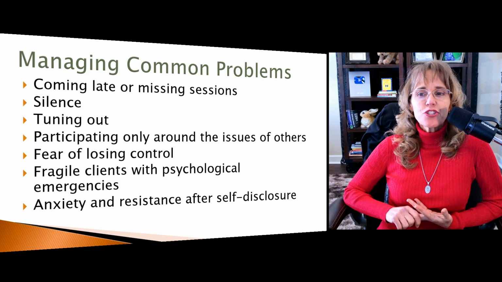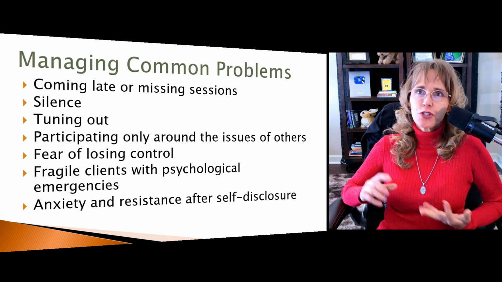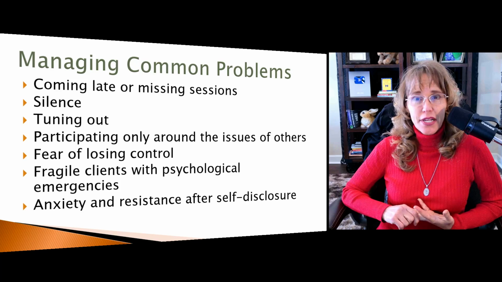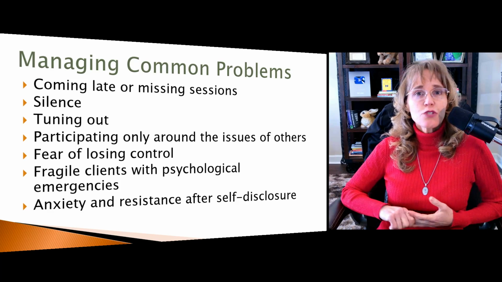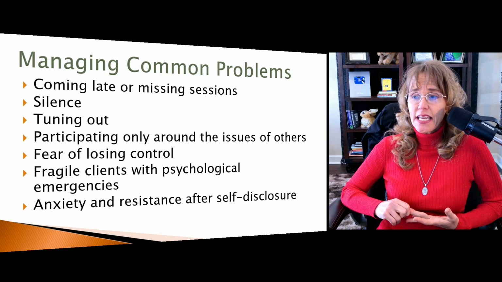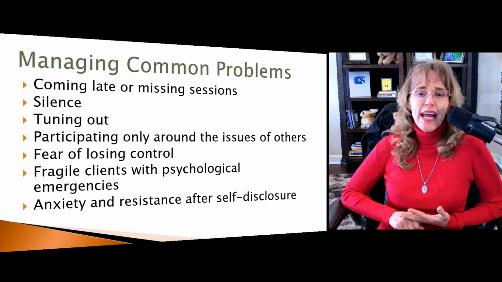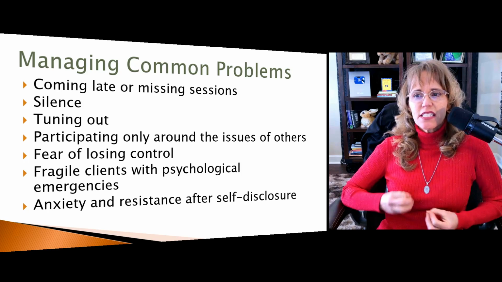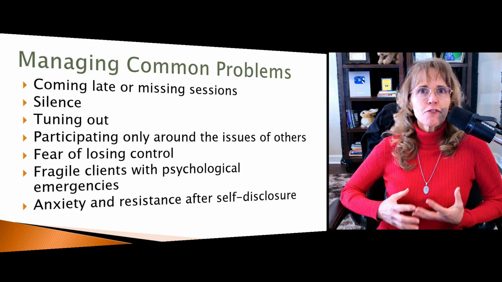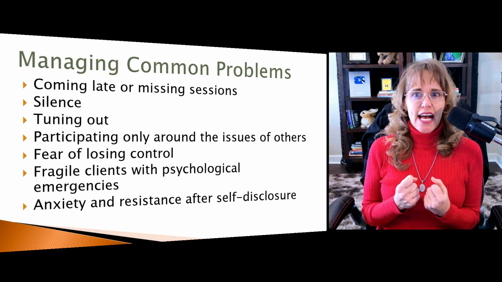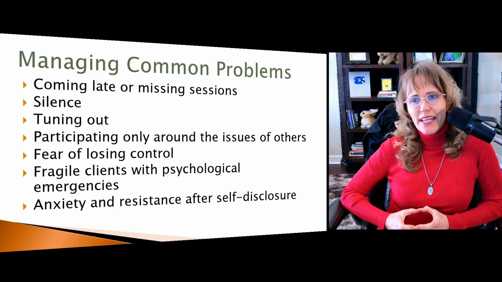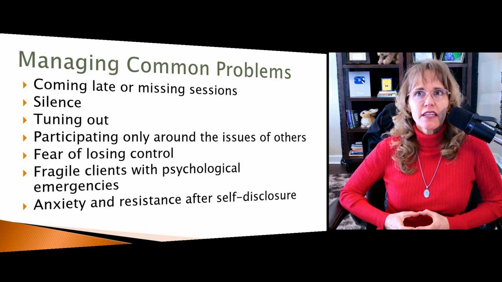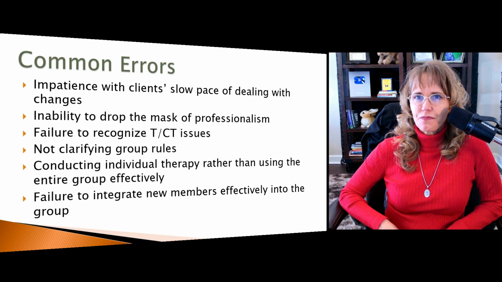If you have fragile clients with psychological emergencies, if you're doing a group in a crisis stabilization unit, it's going to be important to recognize what potential issues could happen and have a plan. And some people may have anxiety and become very resistant after self-disclosure. They feel vulnerable, so they get stressed out, and all of a sudden they start pushing everybody away. That's normal. We want to recognize that as a response to feeling unsafe and vulnerable, and respond with compassion.